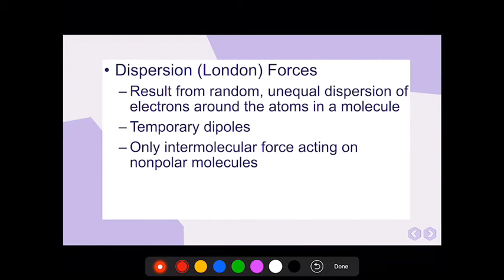All right, there's one more force, and this is the last force that you're going to have to know. The last force is dispersion force, also called London force, named after the scientist who came up with this. London force, or dispersion force, results from random unequal dispersion of electrons around an atom in a molecule. It's a temporary dipole. It goes back and forth. And the key here about dispersion force is that it's the only intermolecular force acting on nonpolar molecules.